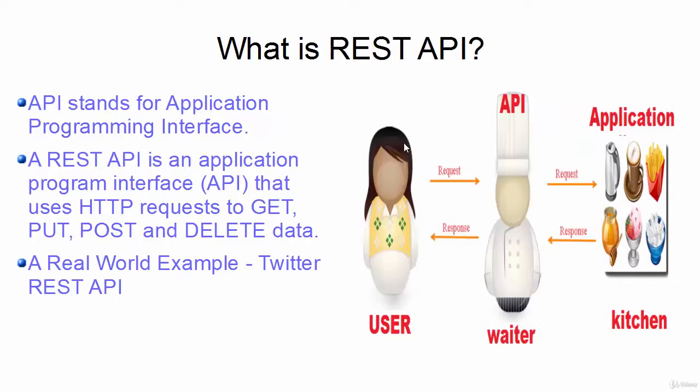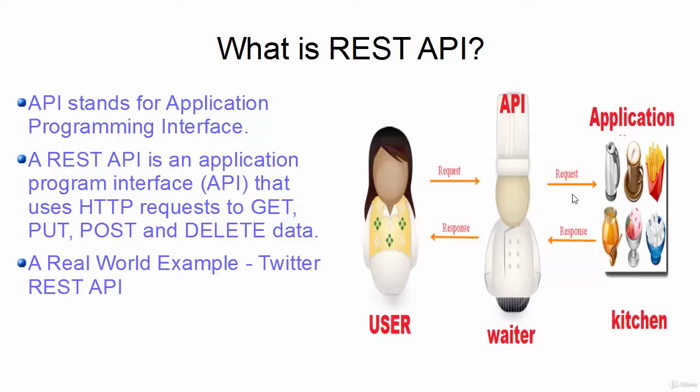Now the next question that arises is, what is a REST API? First of all, we need to understand what an API is. API stands for Application Programming Interface, and an API is a set of subroutine definitions, protocols and tools for building application software. Now a REST API is an application programming interface that uses HTTP requests to GET, PUT, POST and DELETE resources.